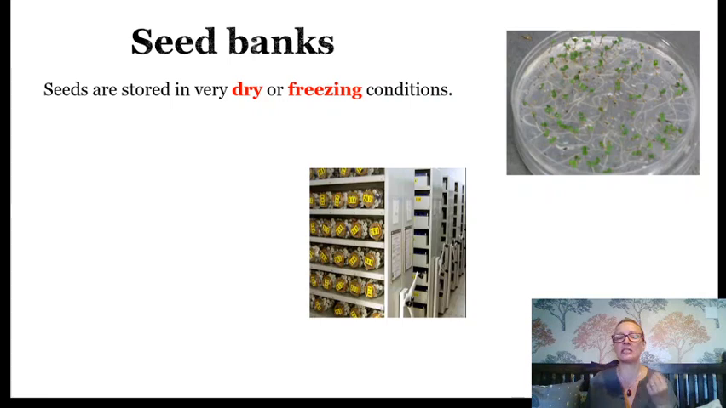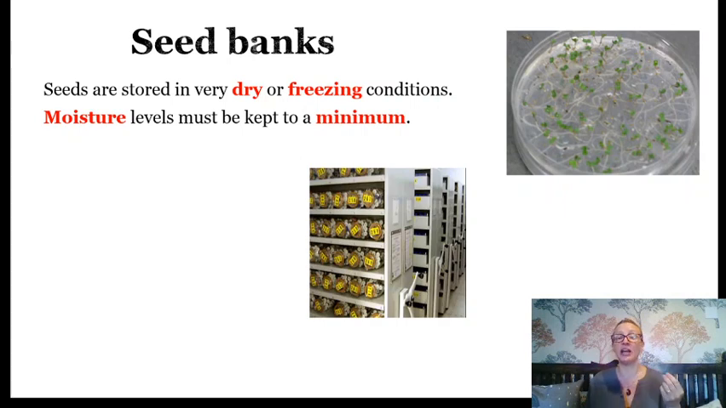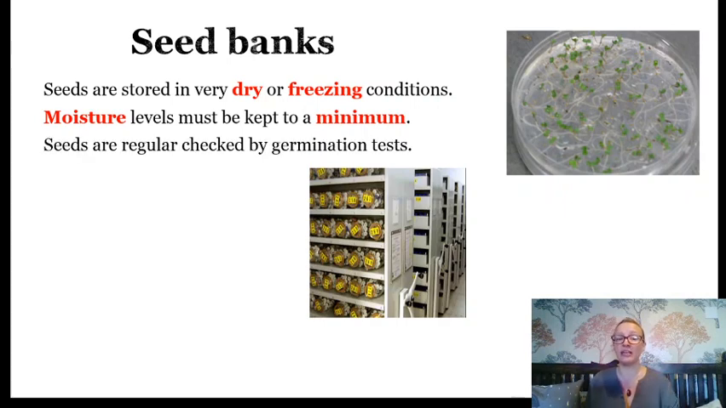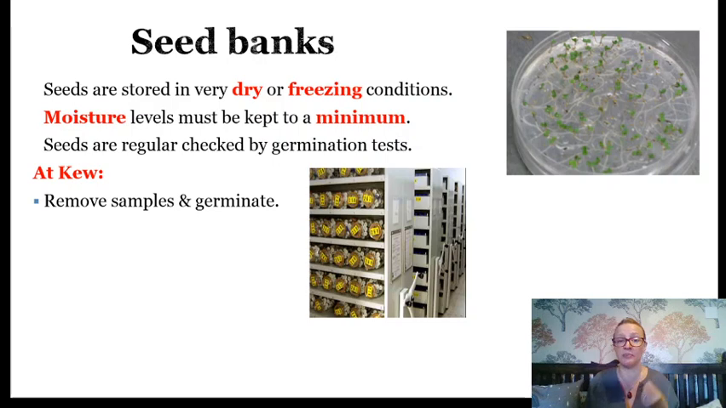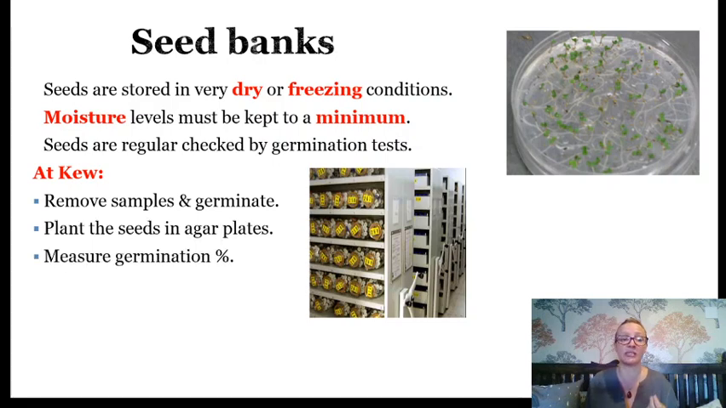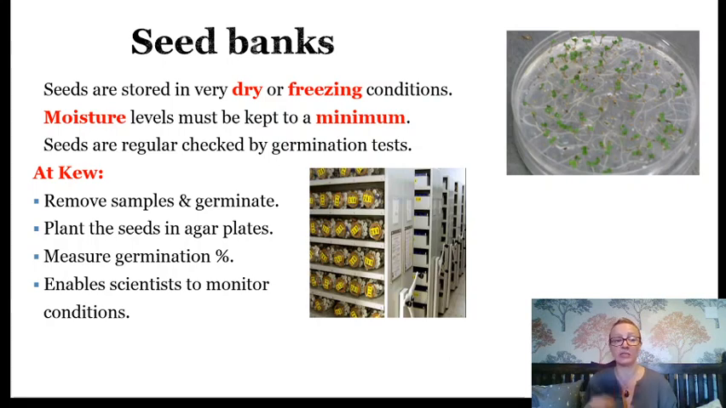But generally speaking, seed banks are a really good resource. They can dry and they can freeze seeds, and they can actually keep the moisture to a minimum and then regularly check the seeds to make sure that they're still viable by doing germination tests. So they'll take those seeds out, place them onto agar plates and just check to see whether those seeds will still germinate.